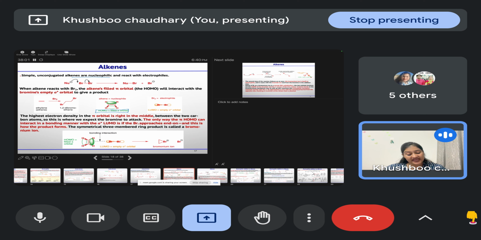If we are treating it with a halogen, like bromine in this case, the nucleophile will attack the bromine and the bromide ion will be released. Similarly, if we have your alkene and we are treating it with bromine, then the pi orbital of the alkene will react with the sigma star orbital of your bromine, and then the sigma bond will break, leading to the formation of bromide ion. So the LUMO is your empty sigma star orbital and the HOMO is your filled pi orbital.